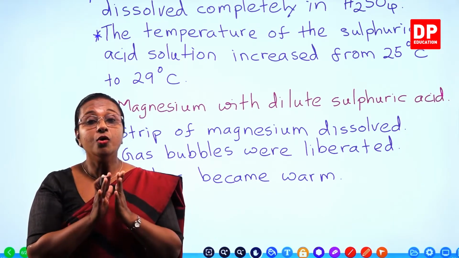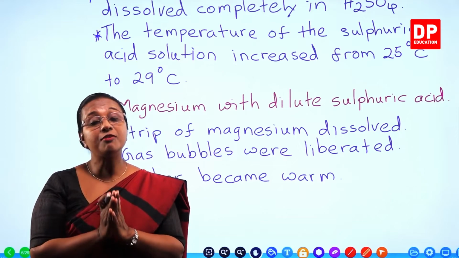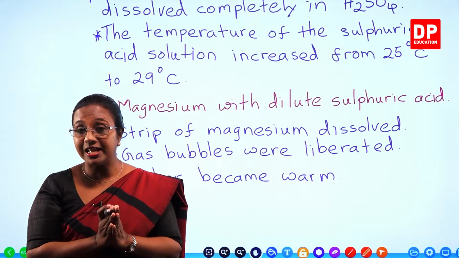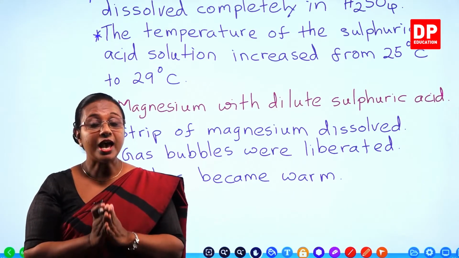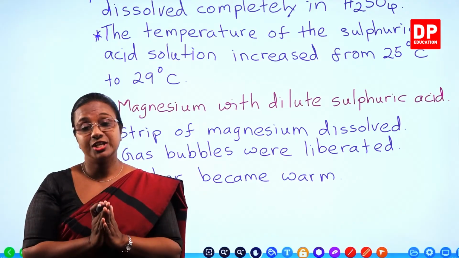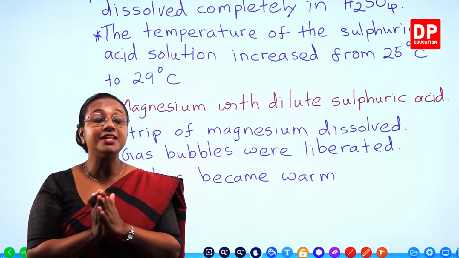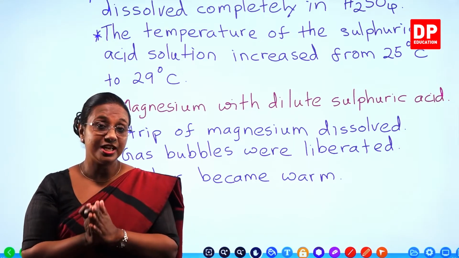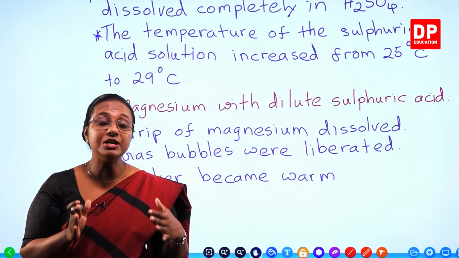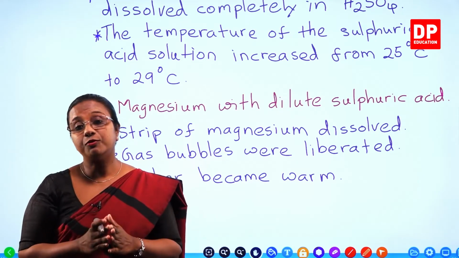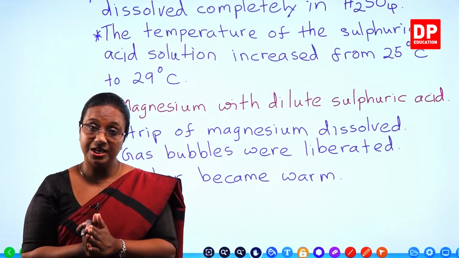So there only the change in state of naphthalene took place. Only the physical state changed. So therefore, we call it the physical change or the state change. So there matter underwent changes, and that change only in the physical state of matter. So therefore, we call it a physical change.